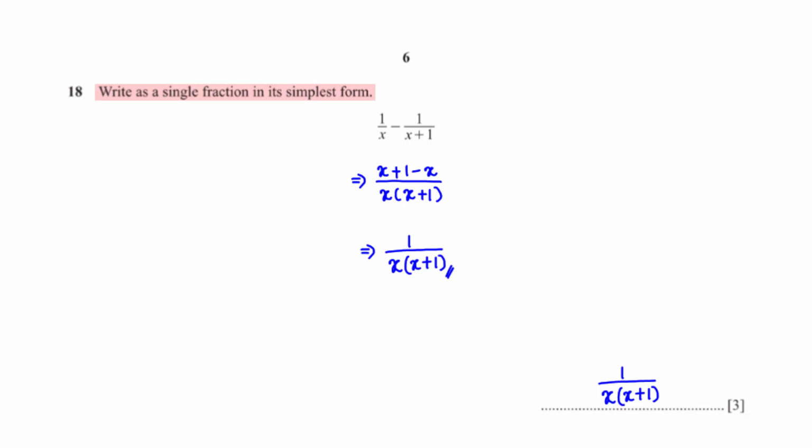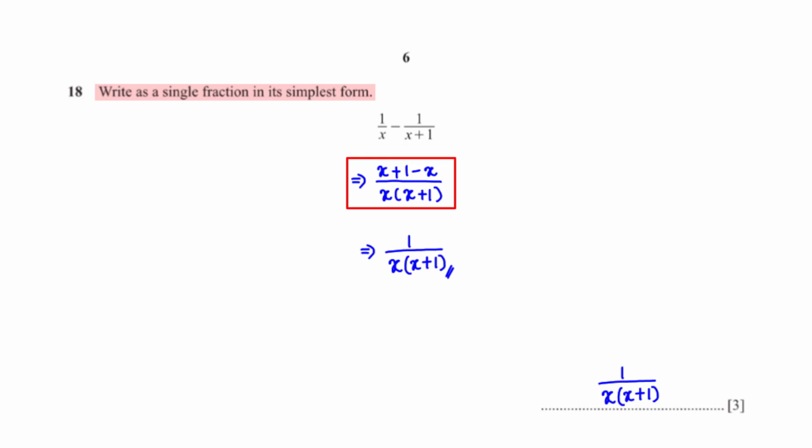Write as a single fraction in its simplest form, 1 over x minus 1 over x plus 1. To get the LCM, we multiply the denominators, which gives us x times x plus 1. For 1 over x goes into the LCM and we are left with x plus 1, which multiplies the numerator, which is 1. So x plus 1 times 1 is x plus 1.